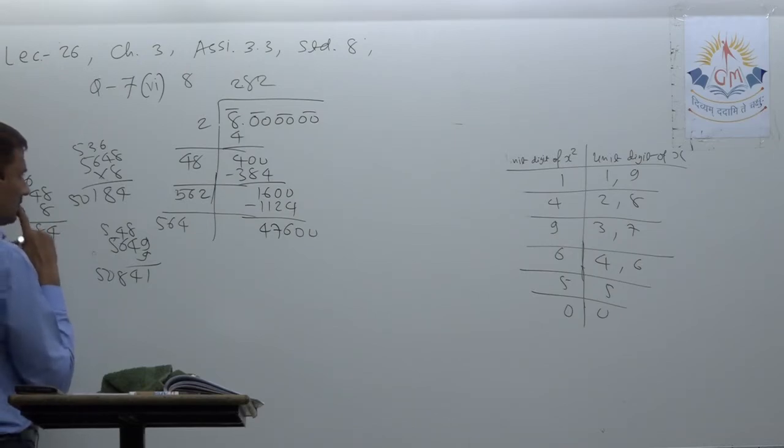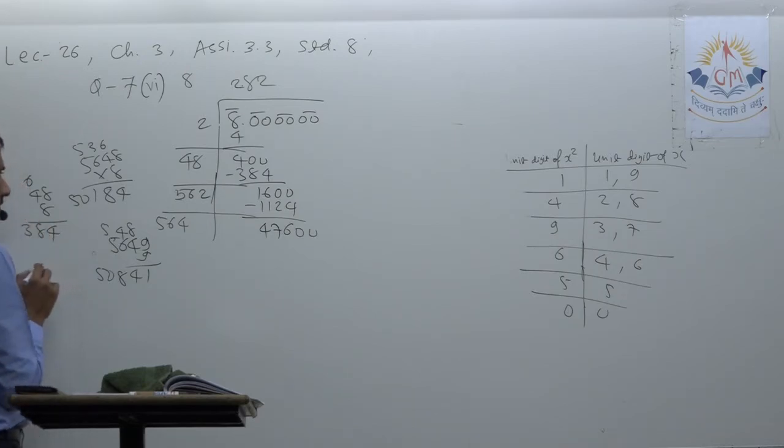Okay, so it is quite more. So we should stop at 6, like that. 5646 into 6. 6 sixes are 36, 4 sixes are 24 plus 3 is 27, 36 plus 2 is 38, 5 sixes are 30 plus 3 is 33.